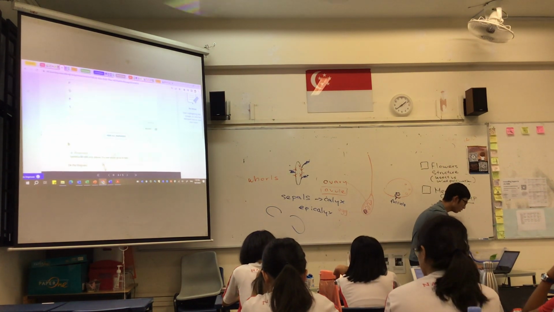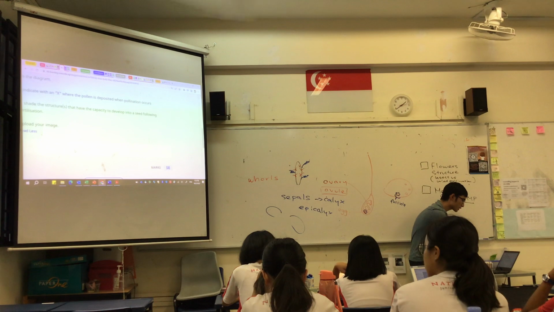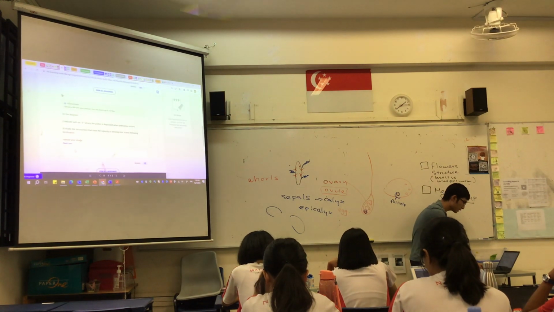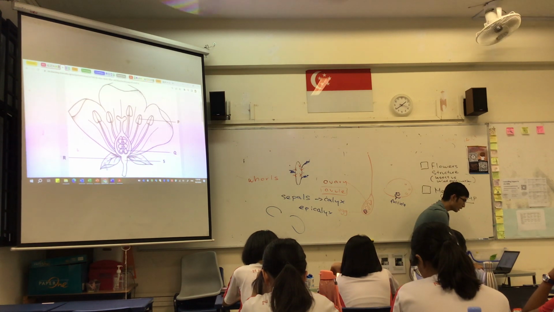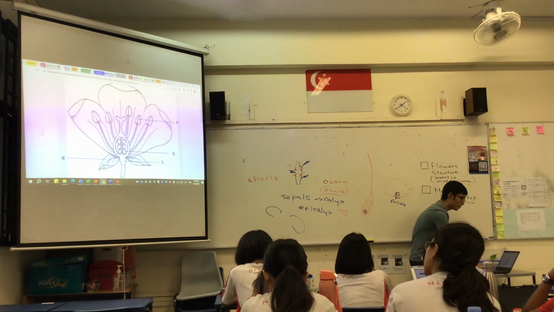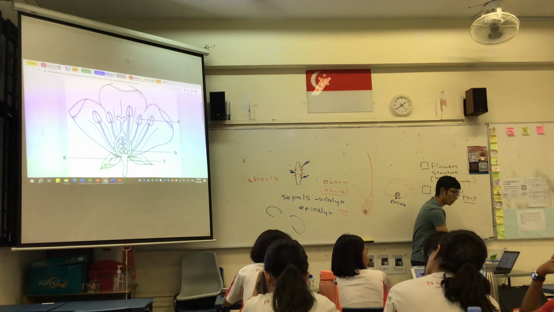Okay, so B, they say indicate with X where the pollen will be deposited when pollination occurs. You should highlight here the stigma. This is where it should end, not on the anthers.